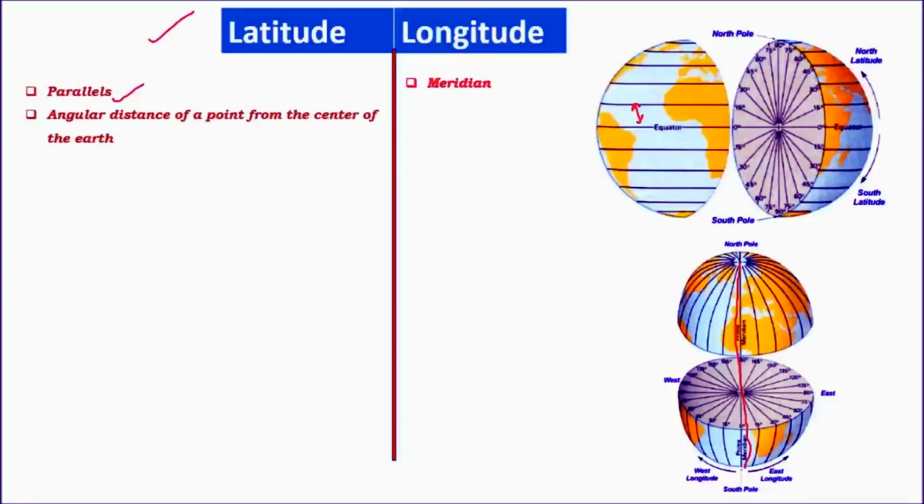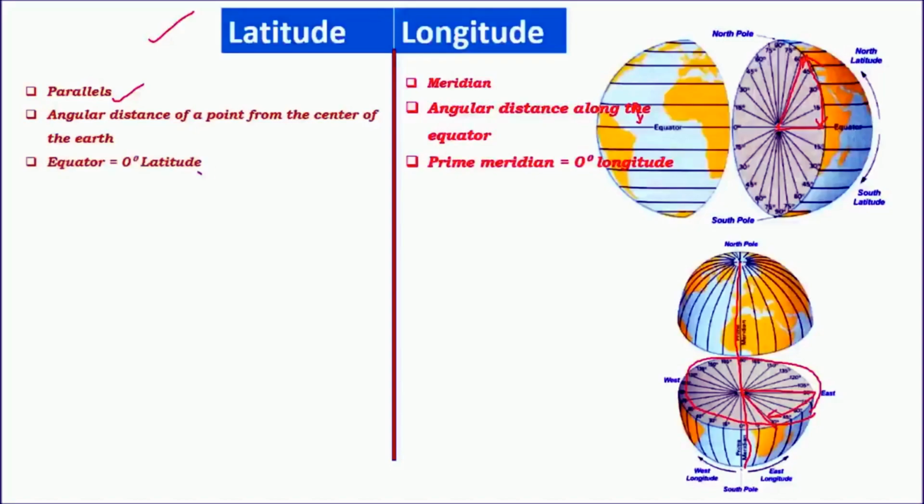Latitudes are measured as angular distance of a point from the center of the Earth. This is the center of the Earth. From this center we measure the angular distance, and this angular distance specifies the position of certain latitudes. And the longitudes are angular distance along the equator. While measuring longitudes, we take the angular distance along the equator. You know that this is the equator, so the longitudes are measured as angular distance along the equator.